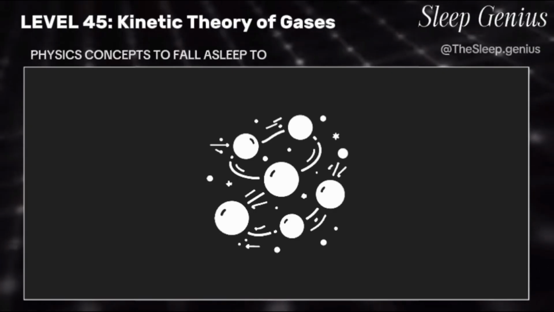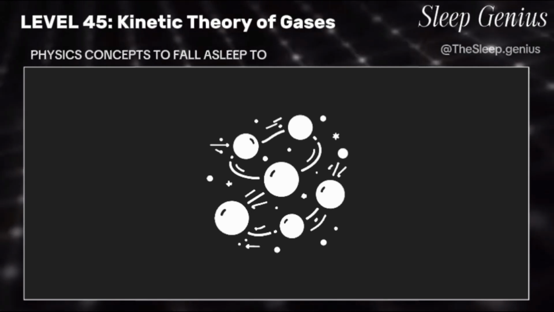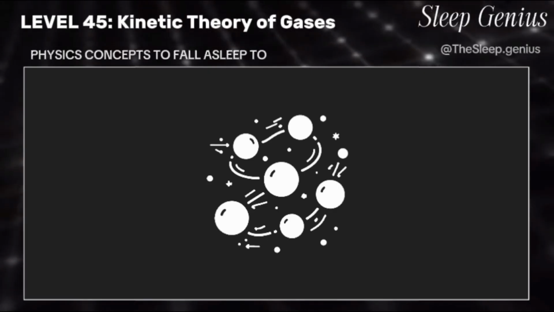Gas particles are extremely small and far apart. They move randomly in straight lines between collisions. Collisions are elastic, so total energy stays the same. Pressure appears when particles strike surfaces repeatedly.